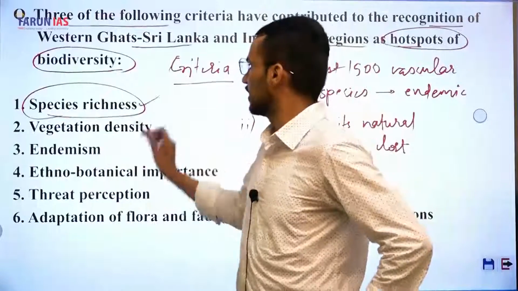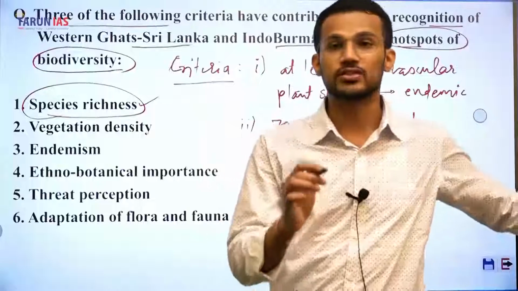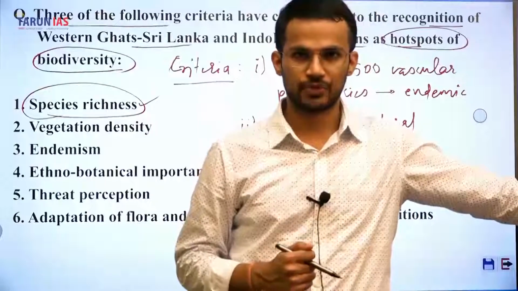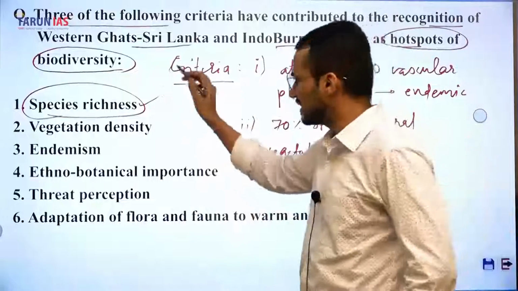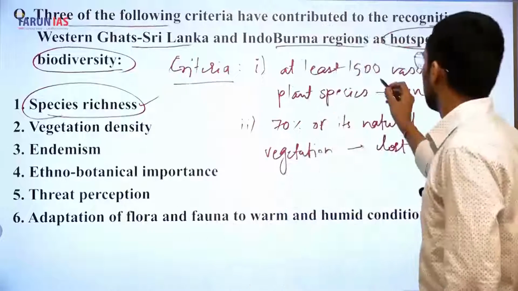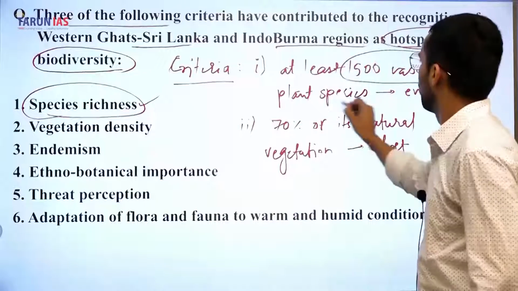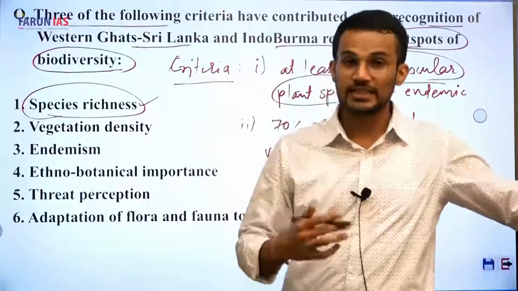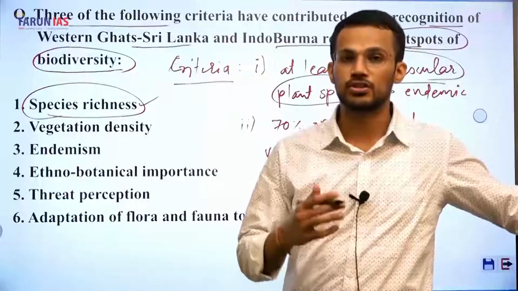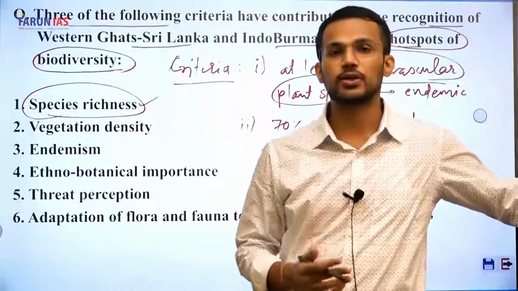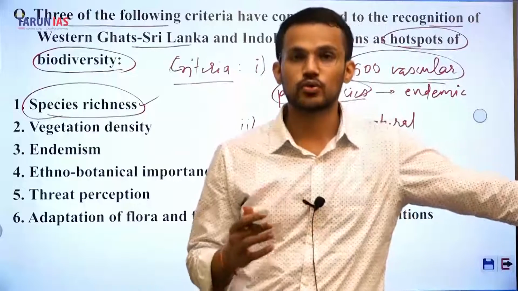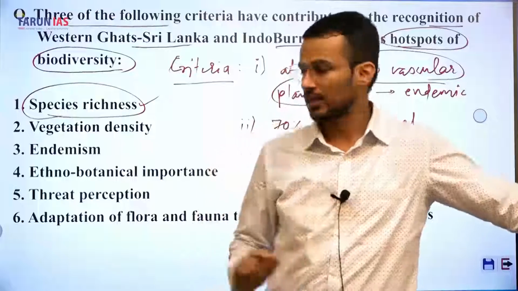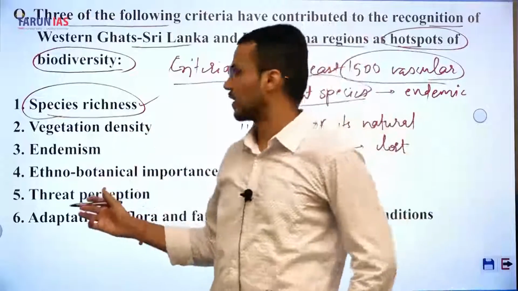This question gives us the term species richness. That means how many species. Right? So yes, this is a criteria because it talks about 1500 vascular plant species. So at least 1500 vascular plant species should be there if a particular region wants to get the biodiversity hotspot tag. Right? So species richness is a criteria.